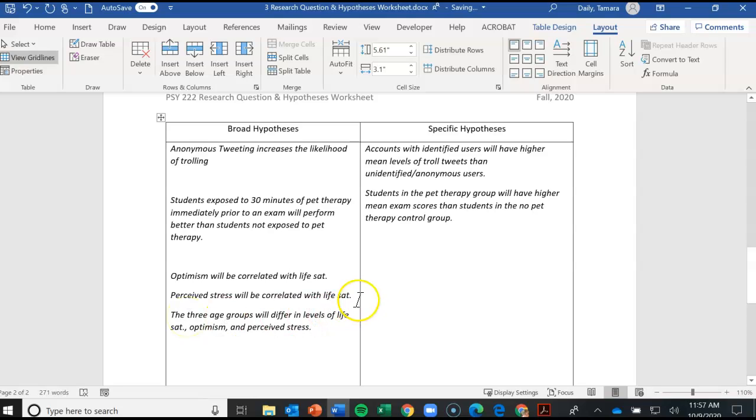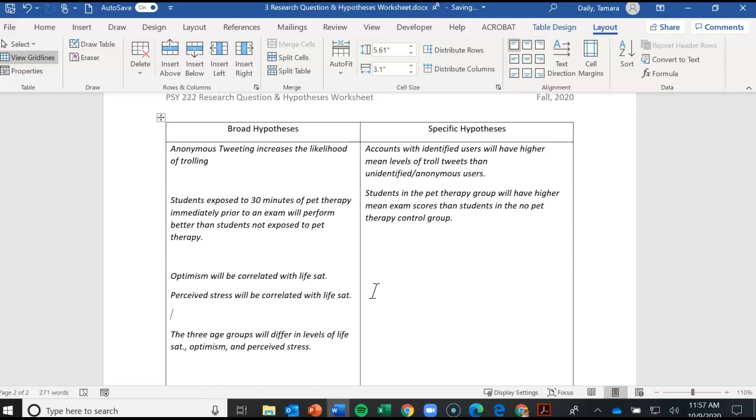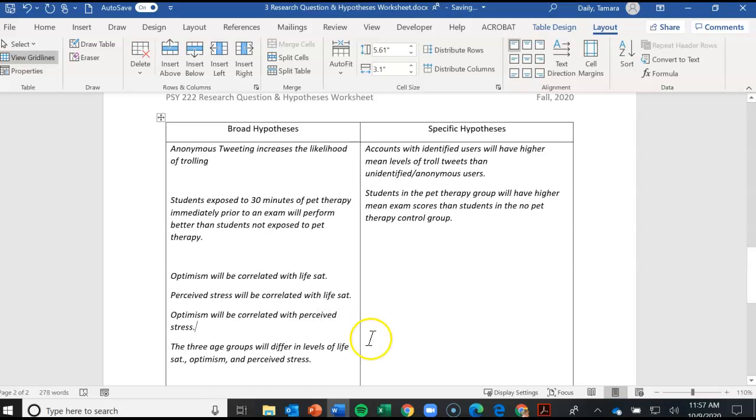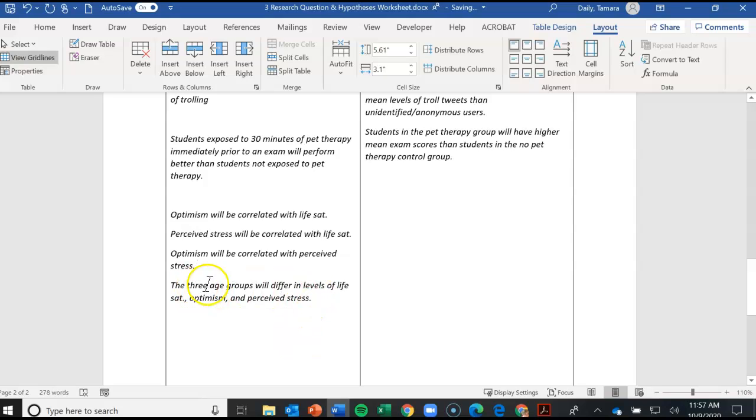And I could add some secondaries here in this space. That optimism and perceived stress might be related. And then my three age groups, since they are categorical, I'm going to compare those groups. So here I'm going to make the prediction that the age groups will differ in the three quantitative variables that I'm interested in. So those are broad hypotheses.